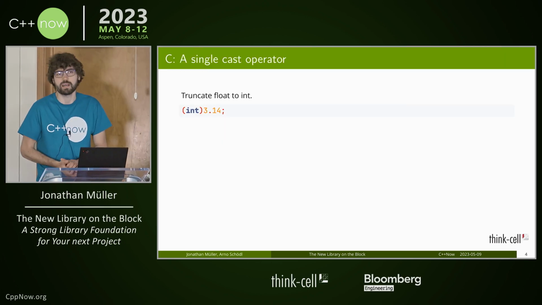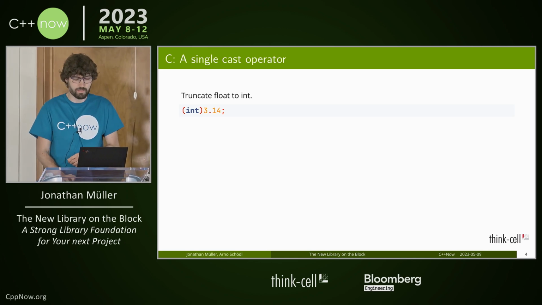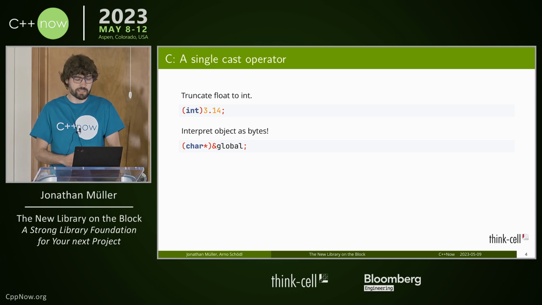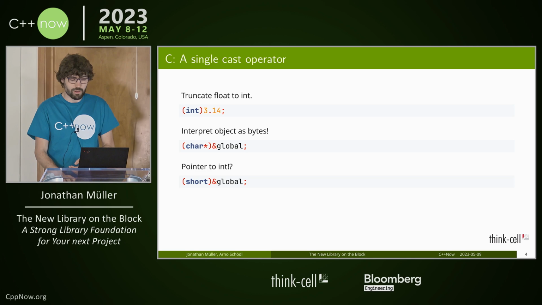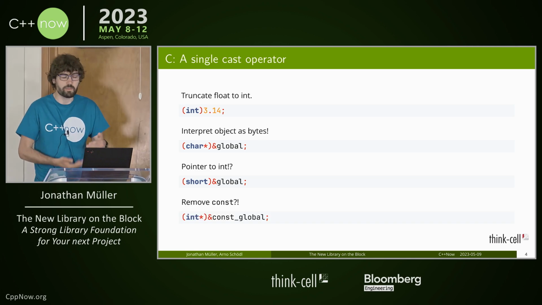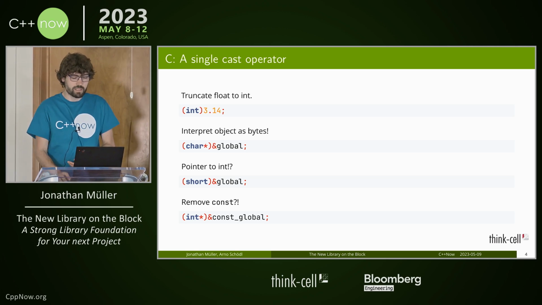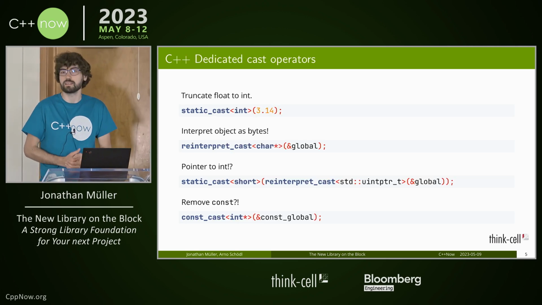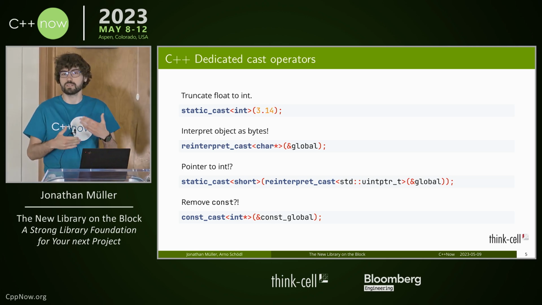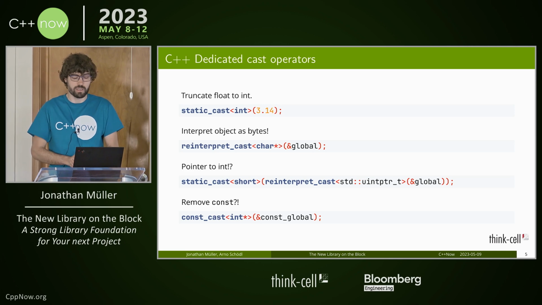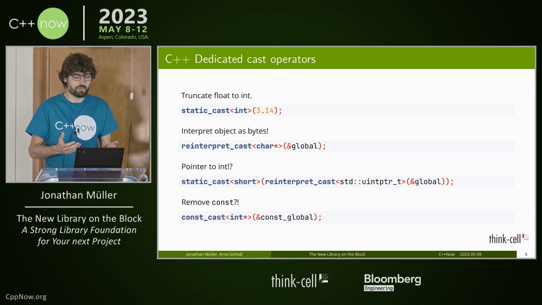So for example, consider casting. In C, there's only a single cast operator. You can use it to truncate a float to an int, or you can interpret an object as bytes, or you can convert a pointer to a short if you want to, or you can remove const. Those are vastly different things with different safety implications, but they all have the same syntax. So C++ improved on that by adding dedicated cast operations. If you want to truncate a float to an int, you have to use static_cast. If you want to change something about the way the object is interpreted, you have to use reinterpret_cast. And to remove const, you use const_cast.